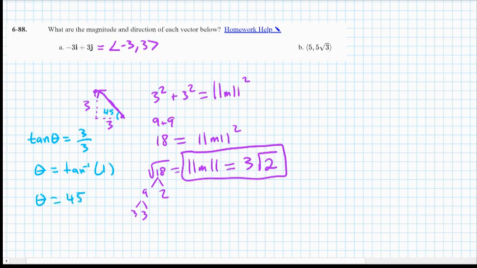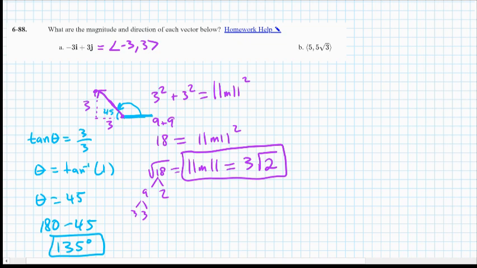But the issue here is that the direction, like the unit circle, starts at the x-axis. So it's looking at this angle right here. So 180 minus 45 is my actual direction, which is 135 degrees.